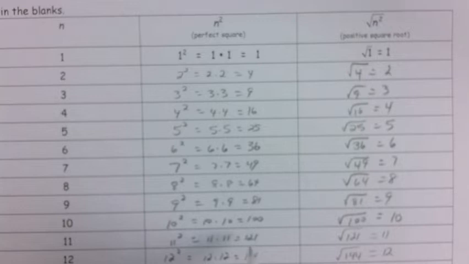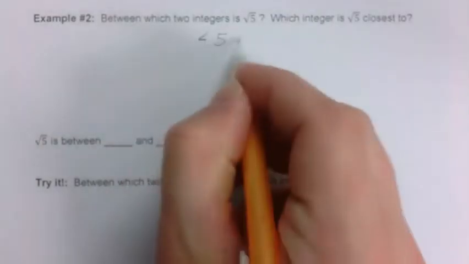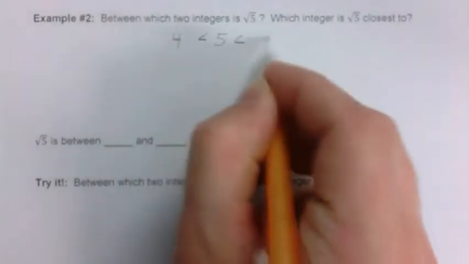I want to find the perfect squares that 5 is between. And looking at my list up here, I can see that 5 is between the numbers 4 and 9. 4 is a perfect square because 2 times 2 is 4. 9 is a perfect square because 3 times 3 is 9. 5 is in between 4 and 9. So I can say that 5 is between 4 and 9, which again are perfect squares.